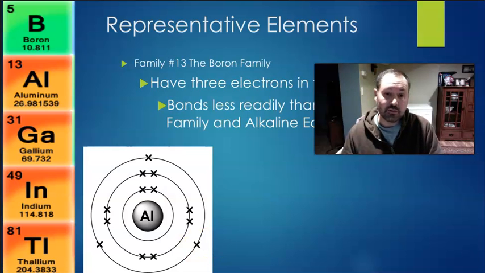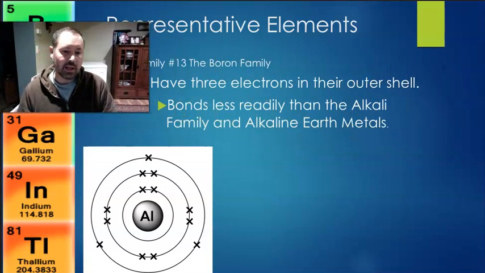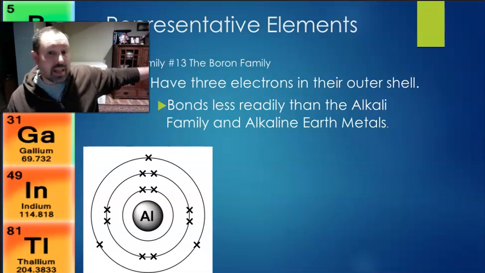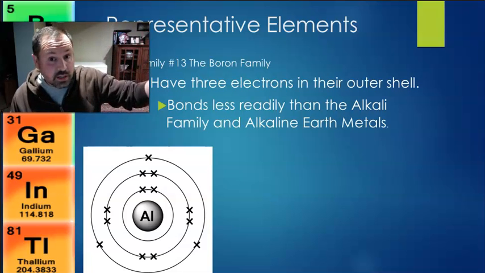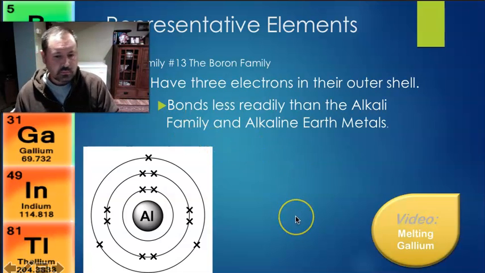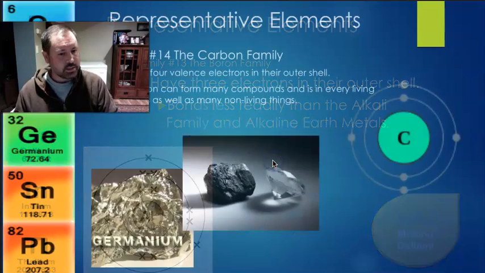Since it is in family 13, it has 3 electrons in their outer shell. And it bonds less readily than the alkali metals or the alkaline earth metals. That makes sense because remember we said all the way to the left that they bond very easily. They have 1 valence electron if it's an alkali metal or 2 valence electrons. Now we're talking about 3 valence electrons. We already watched a video on melting gallium. We may have already repeated this slide. So let's continue moving along.